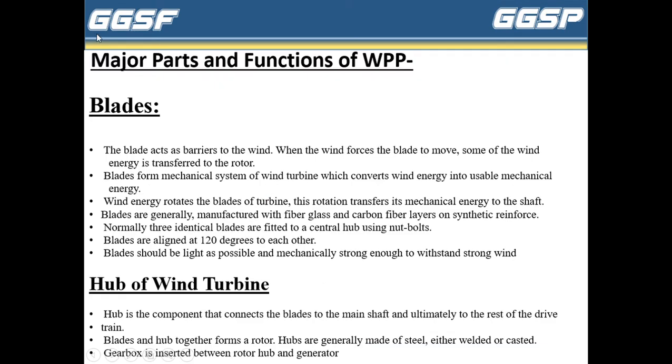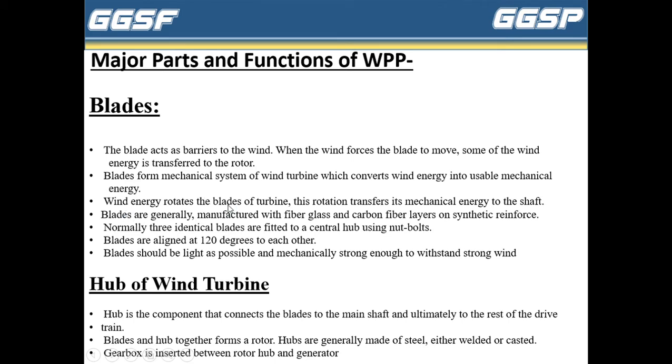Let us see the major parts and functions of the wind power plant. First we discuss the blades. What is the function of the blades? Blades act as a barrier to the wind. When the wind forces the blade to move, some of the wind energy is transferred to the rotor. Blades form the mechanical system of the wind turbine, which converts wind energy into usable mechanical energy.